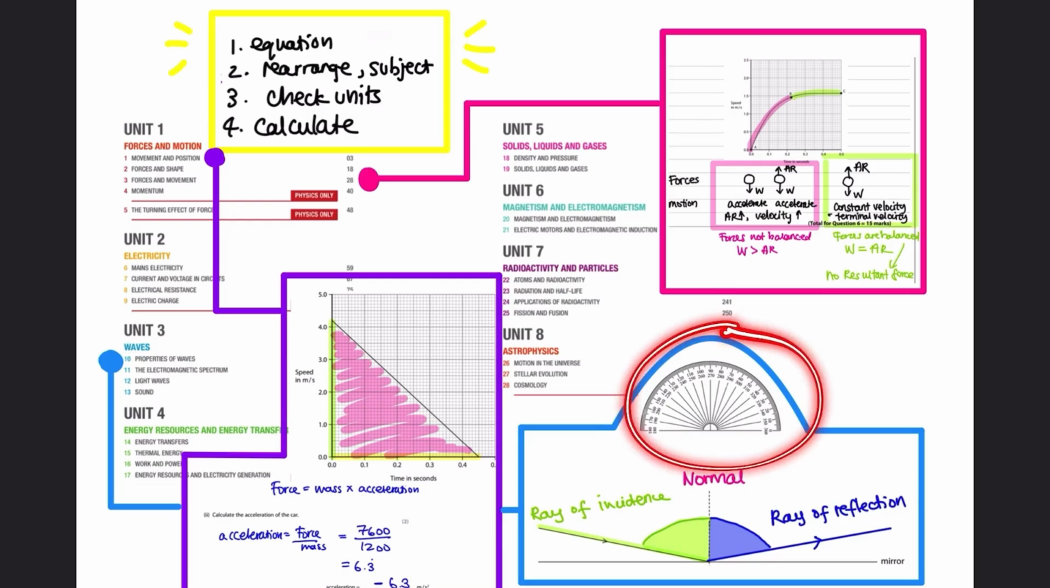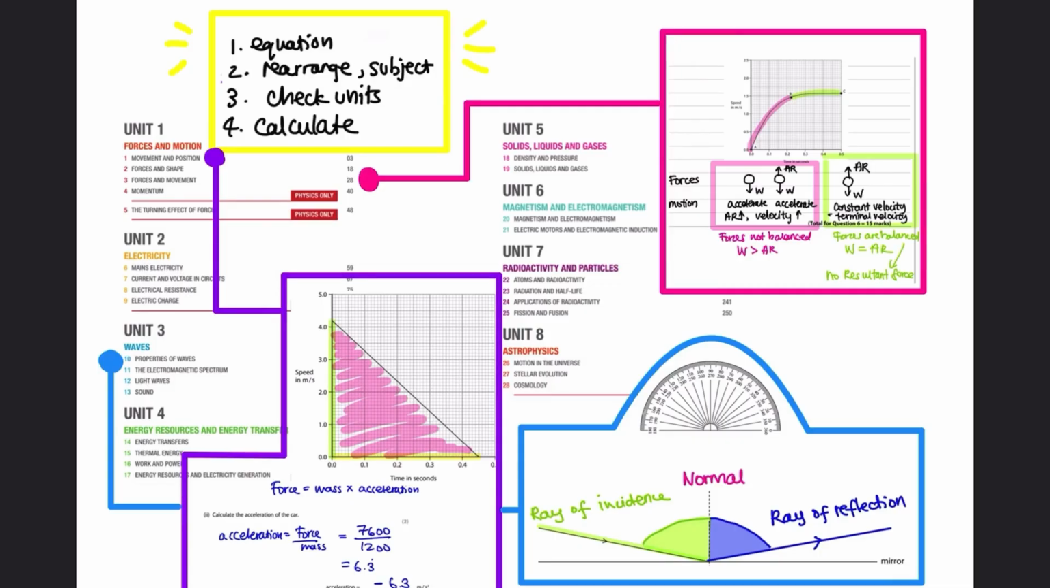This is called a protractor, and you're going to remember to bring that to the exam. And when you measure angles, please draw the normal, which is perpendicular to the surface of the mirror. And then you measure all of your angles from the normal. So from here to here, that's the ray of incidence, and therefore the angle of incidence. And from here to here, that's the angle of reflection.